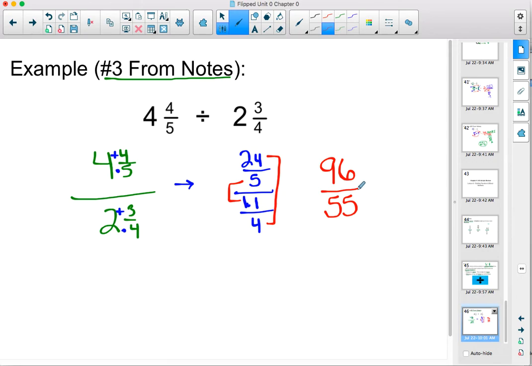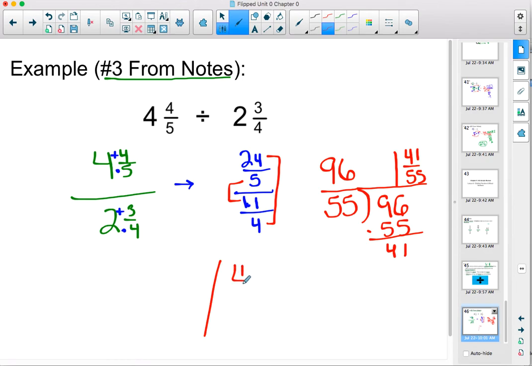I'm left with an improper fraction, so I need to do a quick division problem to straighten that out. 55 goes into 96 one whole time. 1 times 55 is 55. I subtract, and I get 41. 41 is my remainder, so that becomes the numerator in my final answer, and my denominator stays the same, 55. So the final answer here is 1 41/55.